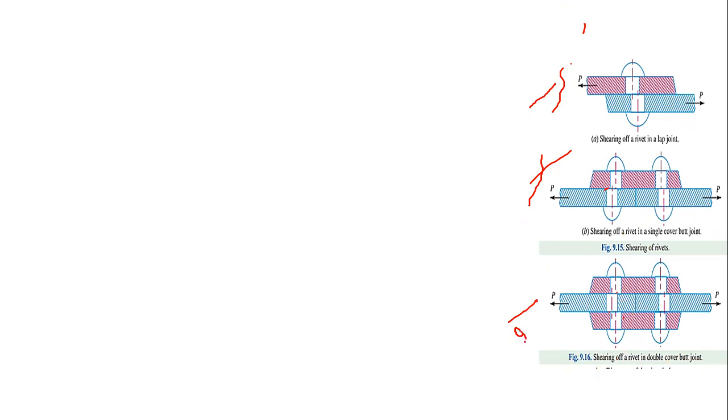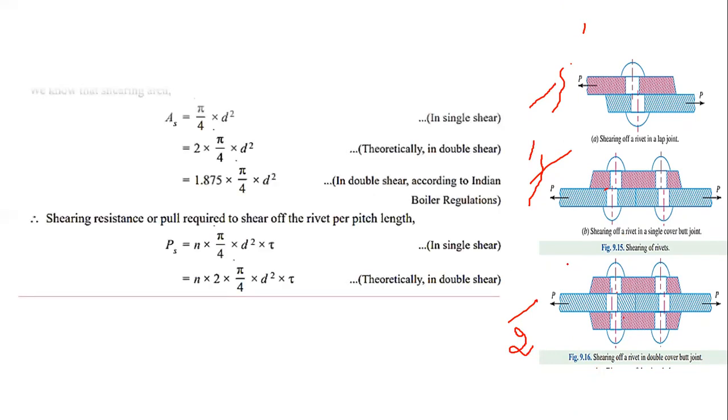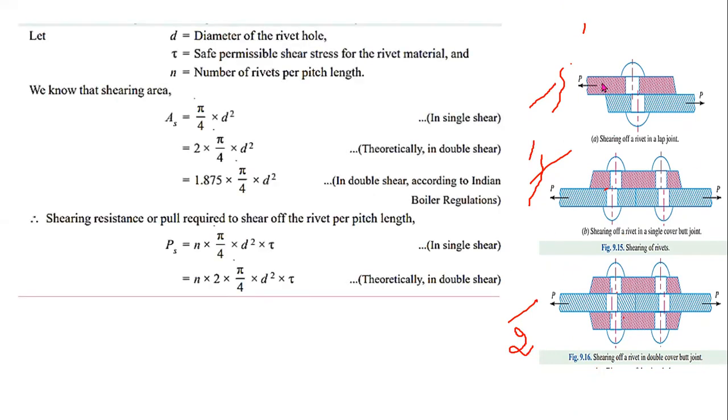So you have to consider two for double shear. You have to consider one for single shear. Here the resisting area is the cross-sectional area of the rivet. So pi by 4 d square is the cross-sectional area of the rivet. 1 into pi by 4 d square for single shear, 2 into pi by 4 d square for double shear.